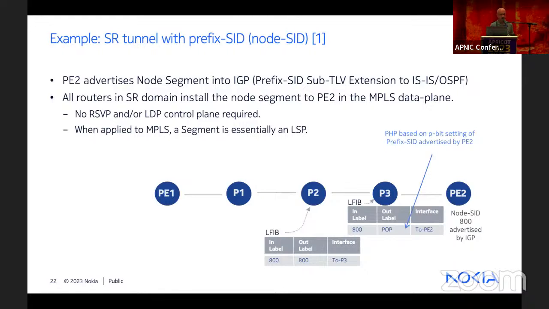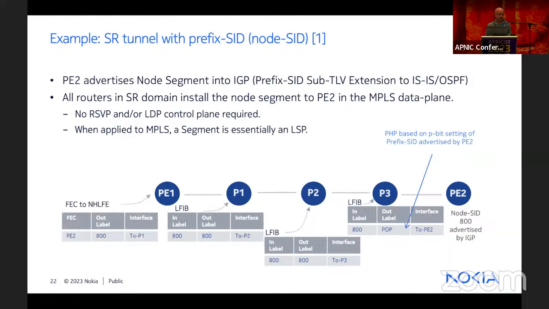Correct. Because what happens if it pops it? It'll go to P3 and P3 is going to go, what do I do with this? So P3 is going to be a bit lost. So we don't do that unless you're directly connected to the destination, right? So a similar thing happens here at P1. P1 is exactly the same as P2. Incoming label of 800, outgoing label of 800, send it on that interface.